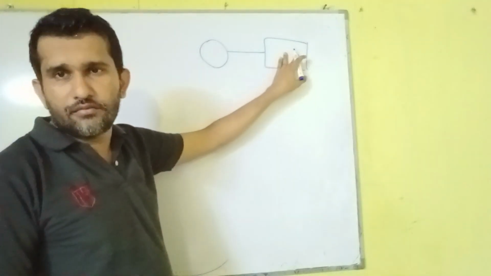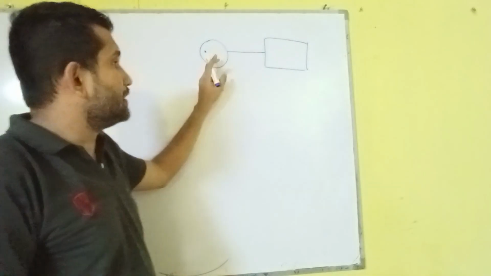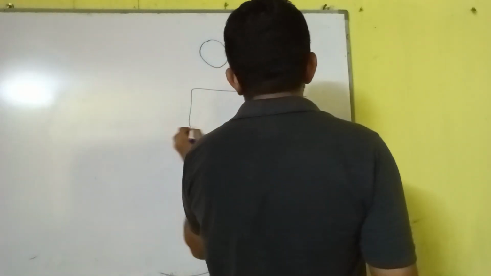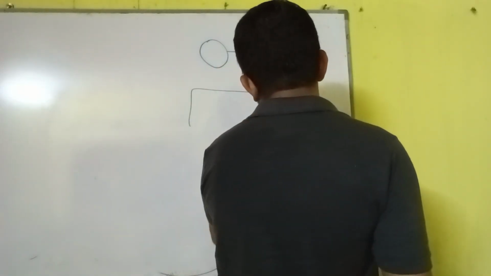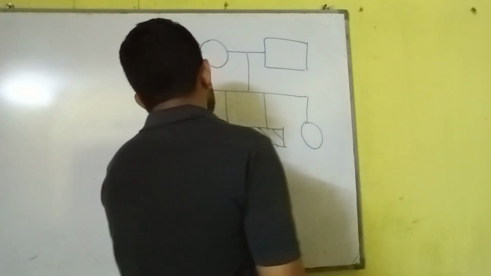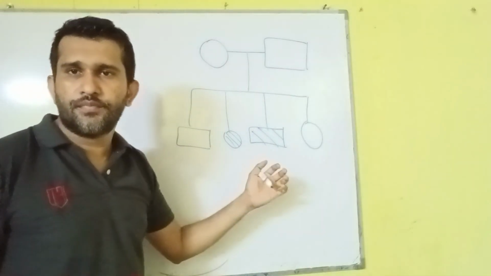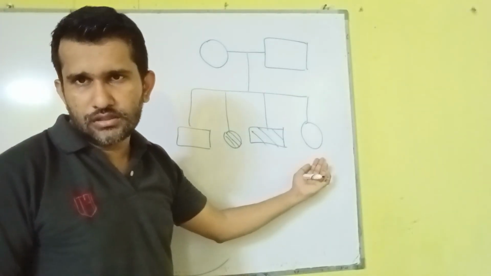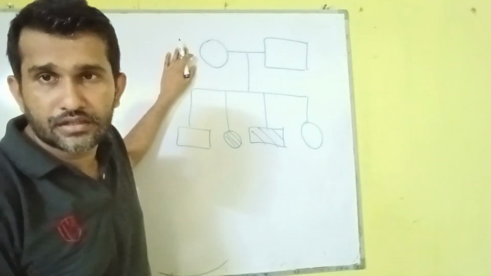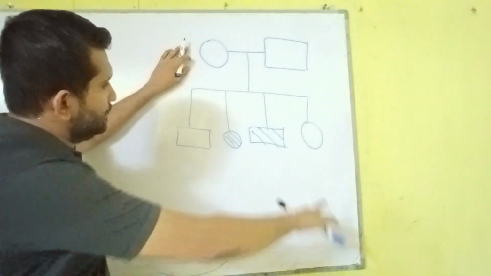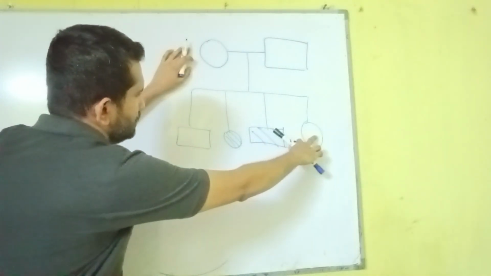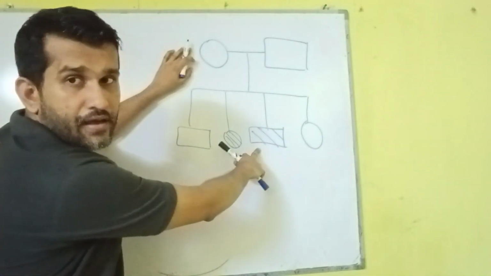Now here we have an unaffected male and an unaffected female, and let's draw the offspring of this family. When we draw the offspring, we need to draw the firstborn towards your left hand side. Here the parents are unaffected, and in the offspring generation there are some unaffected offspring and some affected offspring.